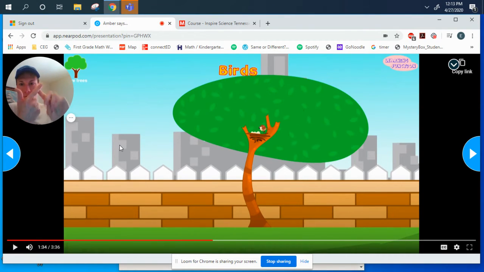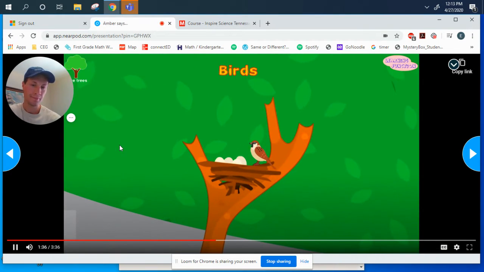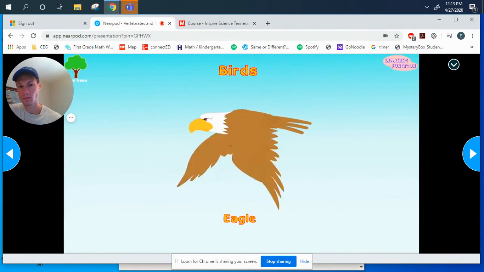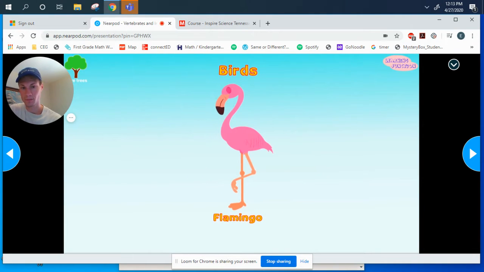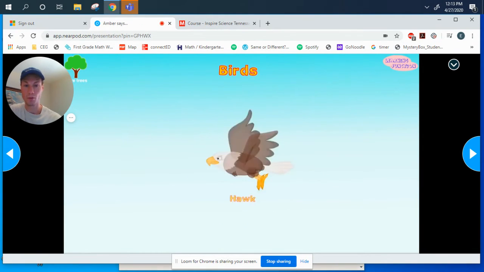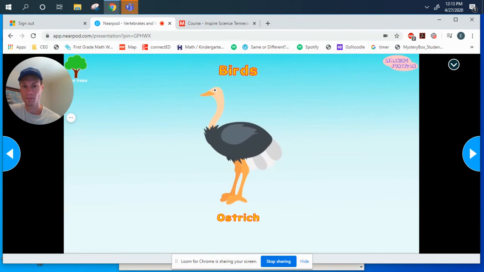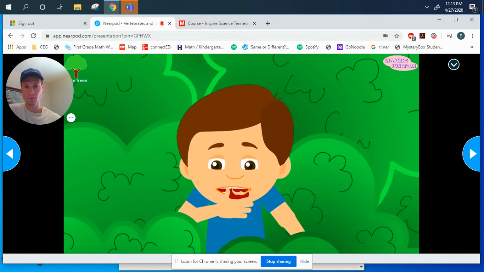Reptiles, fish, now birds are a third group. They have wings and they lay eggs. Most of the birds can fly. Some examples of bird species include the eagle, this flamingo with slender legs, beautiful, this medium-sized diurnal bird, the hawk, this large flightless bird, the ostrich.